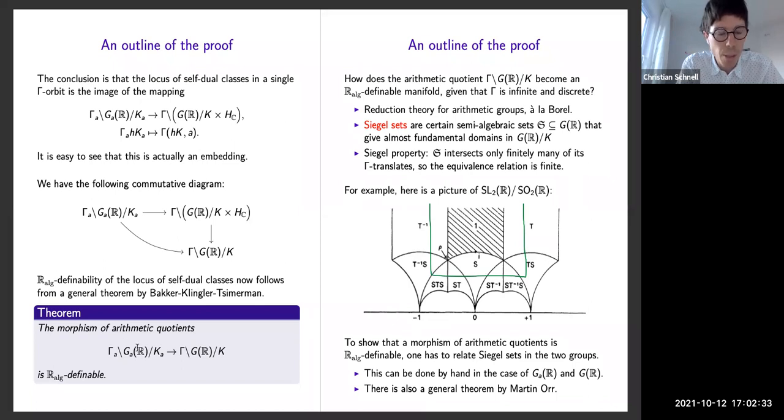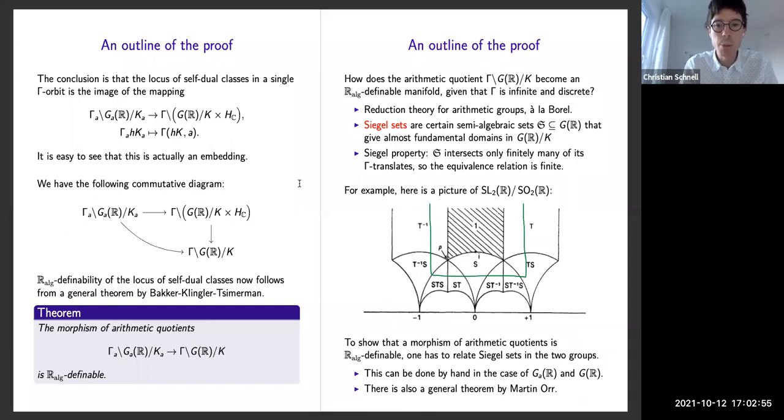In the case of our specific groups, the orthogonal group of that pairing Q and the subgroup, you can check by hand that this thing about Siegel sets works. Any Siegel set in GA actually maps into a union of at most two Siegel sets in G of R. And then there's also a general theorem by Martin Orr that takes care of it.